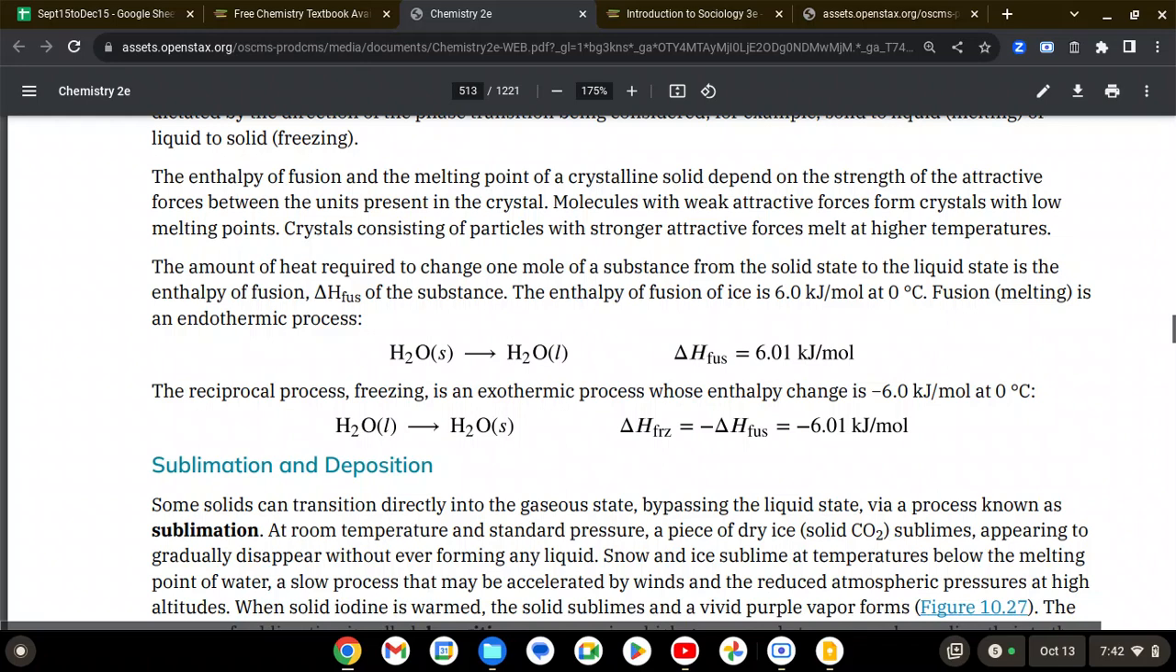The amount of heat required to change 1 mole of a substance from the solid state to the liquid state is the enthalpy of fusion, delta H fus, of the substance. The enthalpy of fusion of ice is 6 kilojoules per mole at 0 degrees Celsius. Fusion is an endothermic process. The reciprocal process, freezing, is an exothermic process whose enthalpy change is negative 6.0 kilojoules per mole at 0 degrees Celsius.